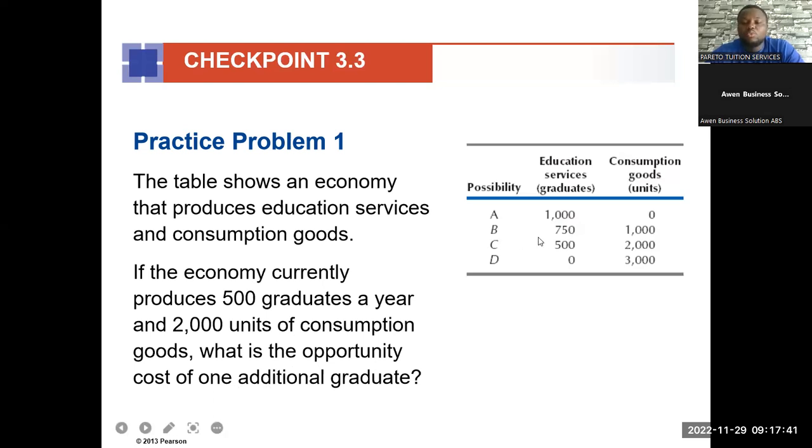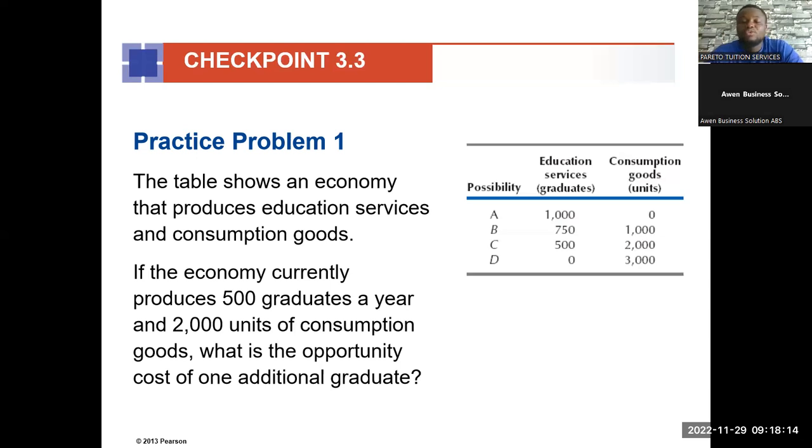Okay, so now we want to increase the production of educational services by 1. Okay. Now, what you have to do is just move up on the possibility. Okay. Then you see that when we are trying to find the opportunity cost, the reason why we divide it by the good that is being increased is that we want to find the opportunity cost of producing just one additional unit. That's why we divide it.